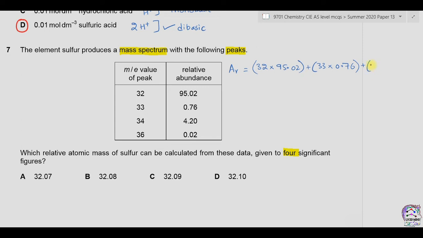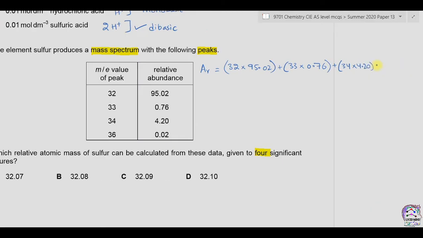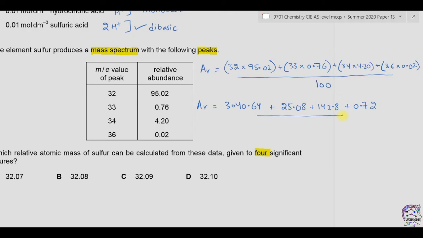plus the third one, plus the fourth value. We have 36 times 0.02, all divided by 100. The AR values come to be 3040.64 plus, and so on, all these divided by 100.